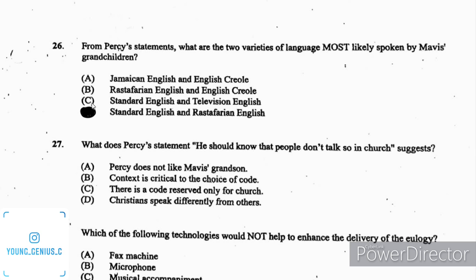What does Percy's statement, he should know that people don't talk so in church, suggest? A. Percy does not like Mavis's grandson. B. Context is critical to the choice of code. C. There is a code reserved for only church. D. Christians speak differently from others. Alright, so D is not correct and A is not correct. I don't think it's a case where Percy dislikes Mavis's grandson. I would go with B for number 27. B as in boy or balloon. For number 27.